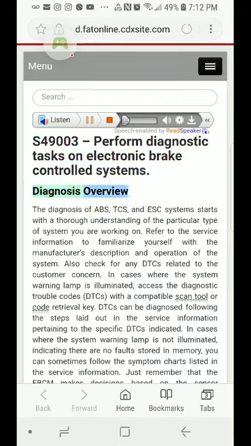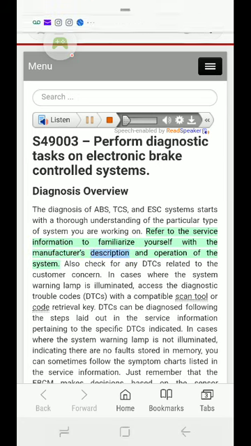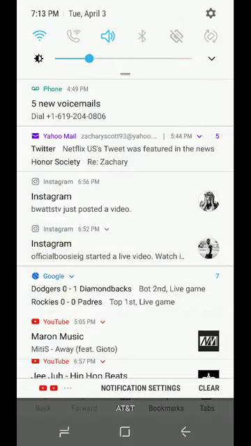Diagnosis overview. The diagnosis of ABS, TCS, and ESC systems starts with a thorough understanding of the particular type of system you are working on. Refer to the service information to familiarize yourself with the manufacturer's description and operation of the system. Also check for any DTCs related to the customer concern.